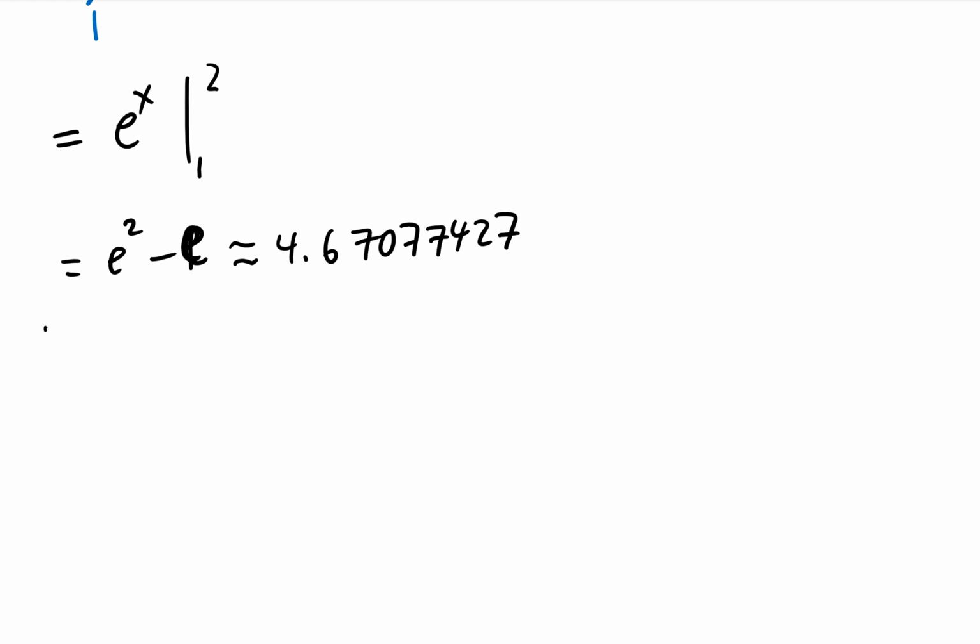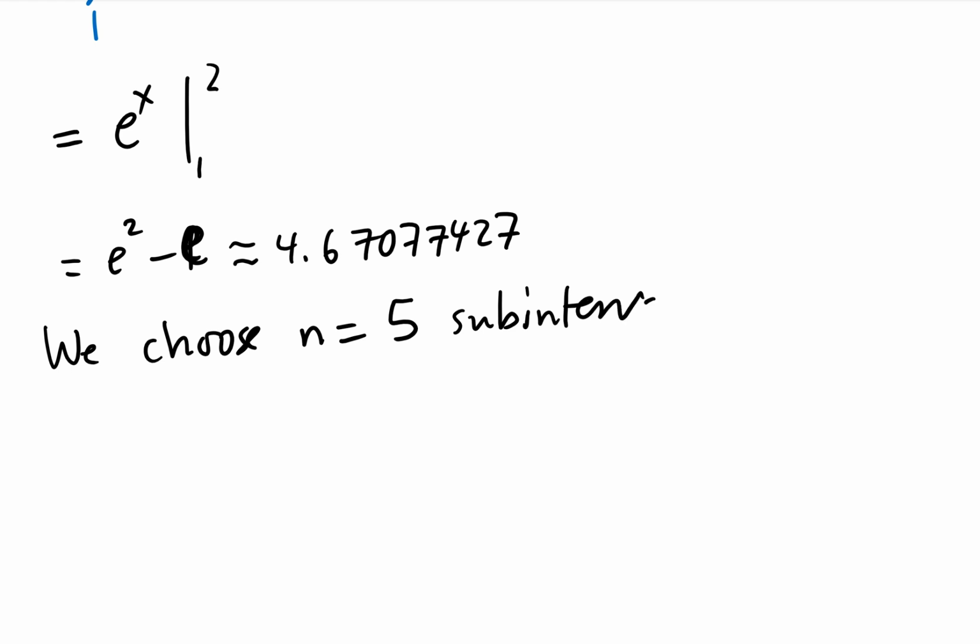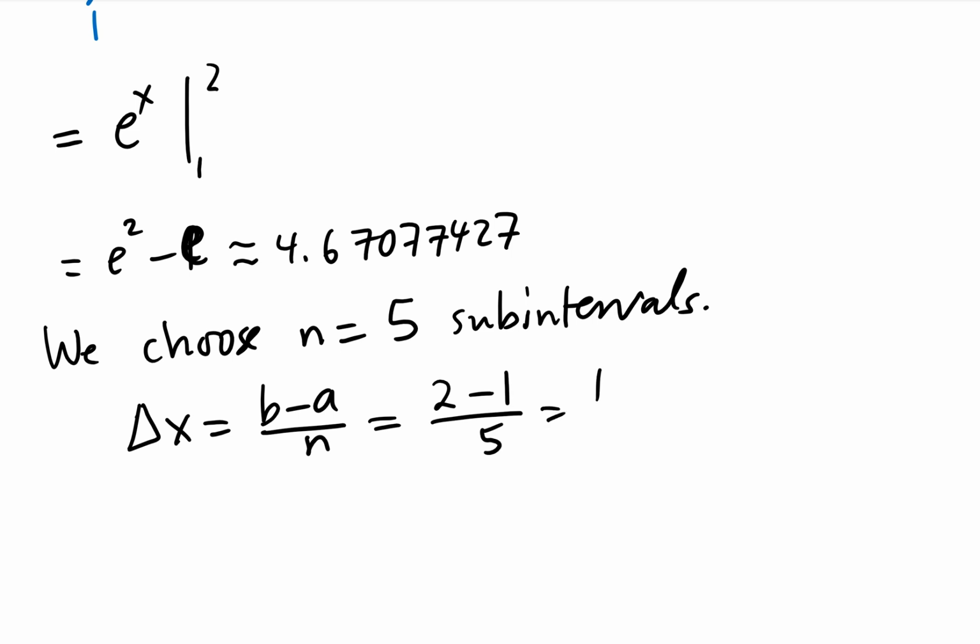So here we're going to choose n to be 5 sub-intervals, or 5 rectangles. Then the first thing I'm going to do is find delta x, because I'm going to use it all the time, b minus a over n. So b here is 2, a is 1, n is 5. So that's 1/5 or 0.2.